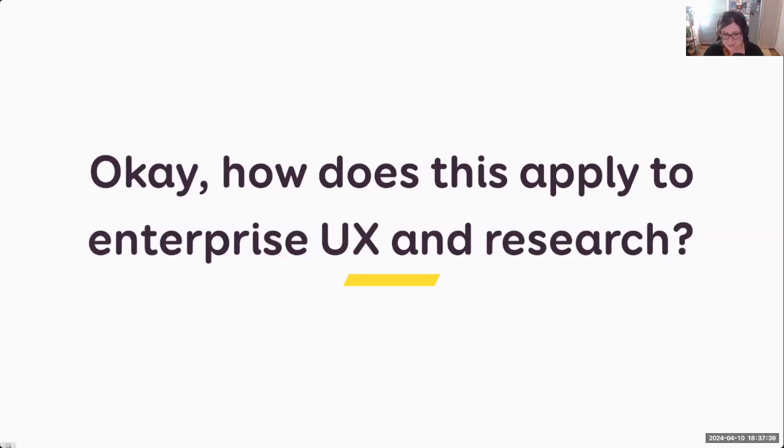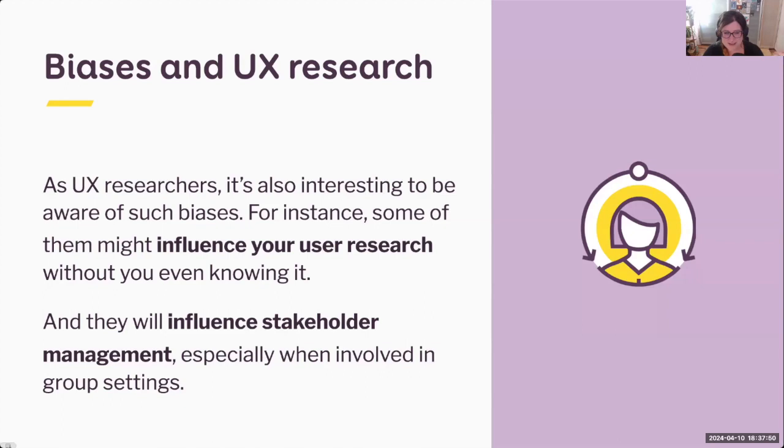But they will also affect our user research, especially in enterprise UX. It's interesting to understand as a UX researcher how biases will impact me, because one of the best mitigation strategies about biases is being aware. If you don't know, you don't know. If you don't know that something exists, you cannot try to avoid it, or try to avoid inducing it into your user, for instance.